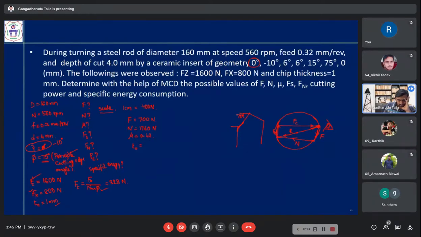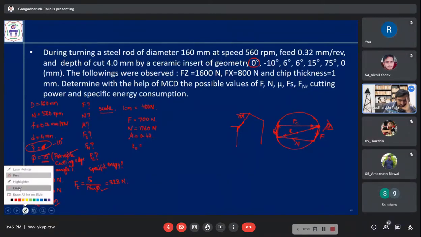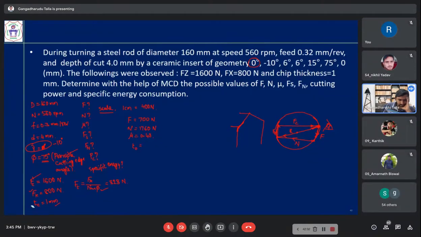So this is if, instead of 75, it is 5. Or otherwise you can remember this in this fashion. TO is F sine phi. This is F, this is phi.